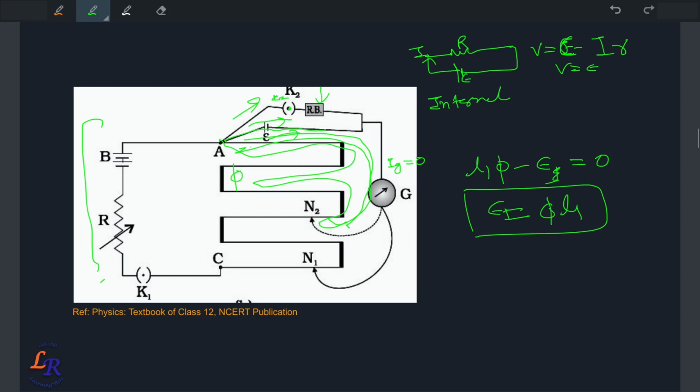Now the other situation is that you close the key. Once you close the key, this part will become something like this, and then you will have this arrangement epsilon minus V equals I r, and this is the equation which will be valid here. It would mean that if you want the internal resistance from this equation, then just for this part you can write r is equal to epsilon minus V upon I, right? This is the equation you can use for finding the internal resistance.